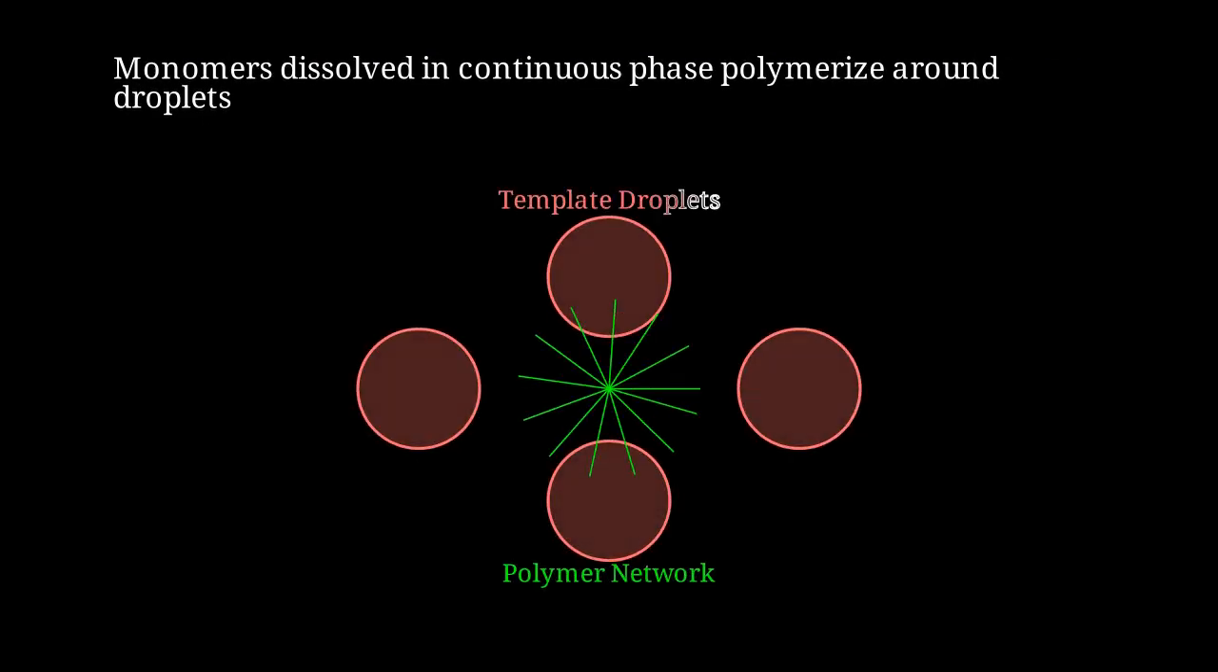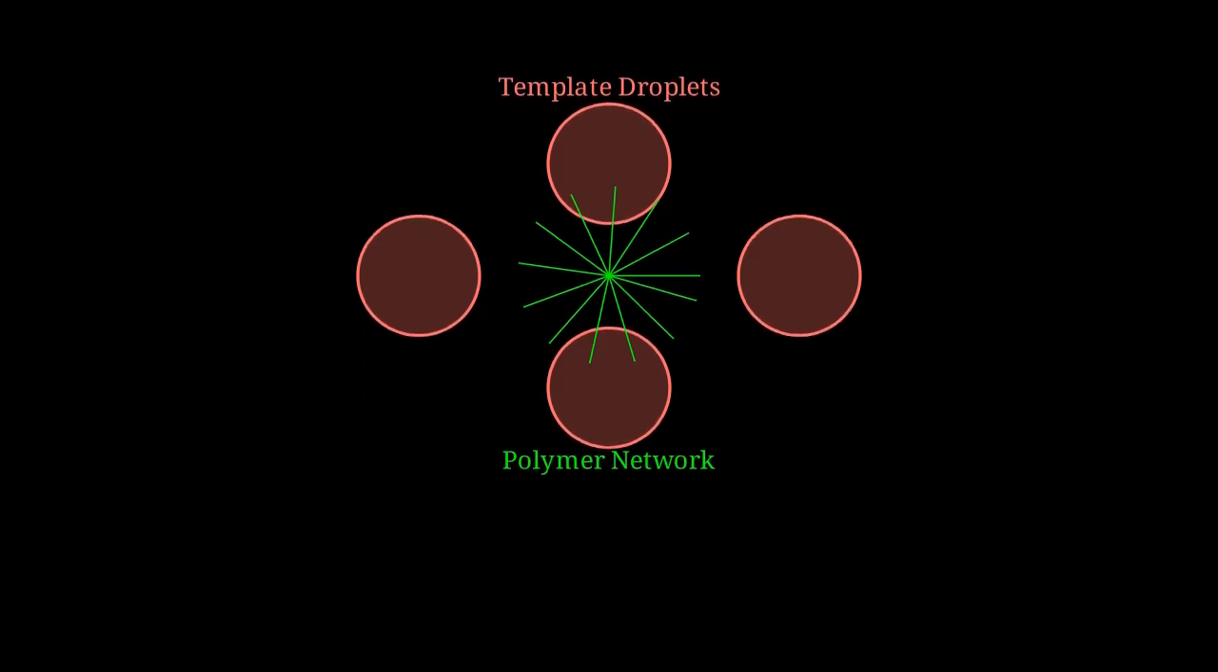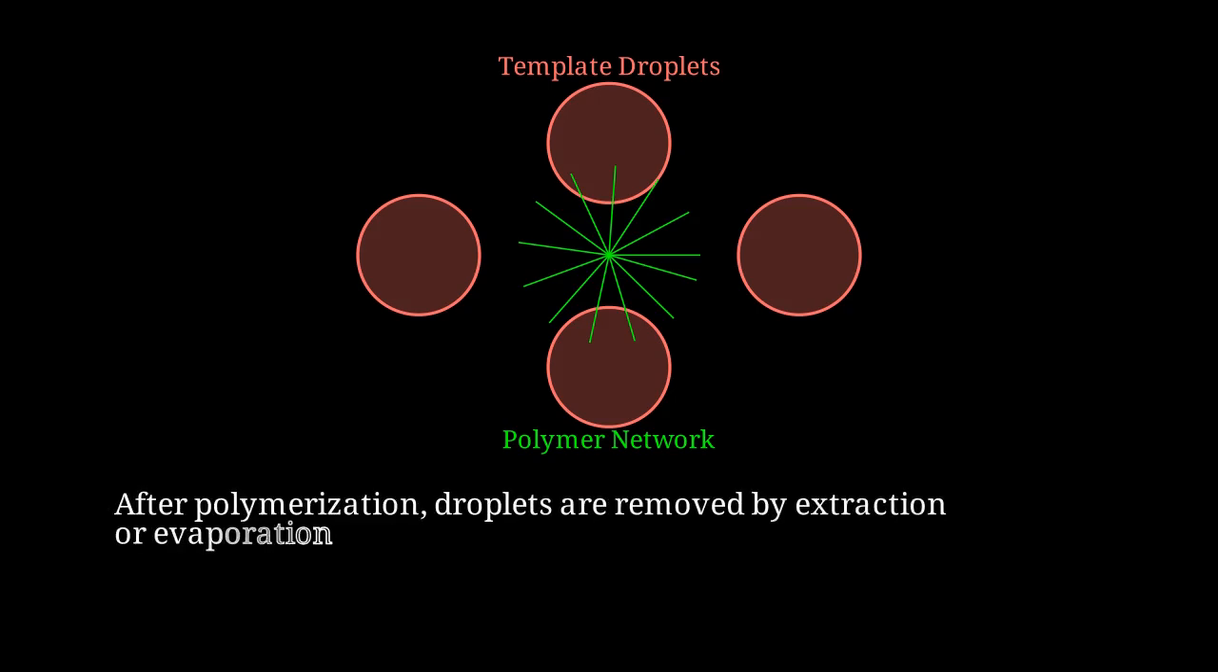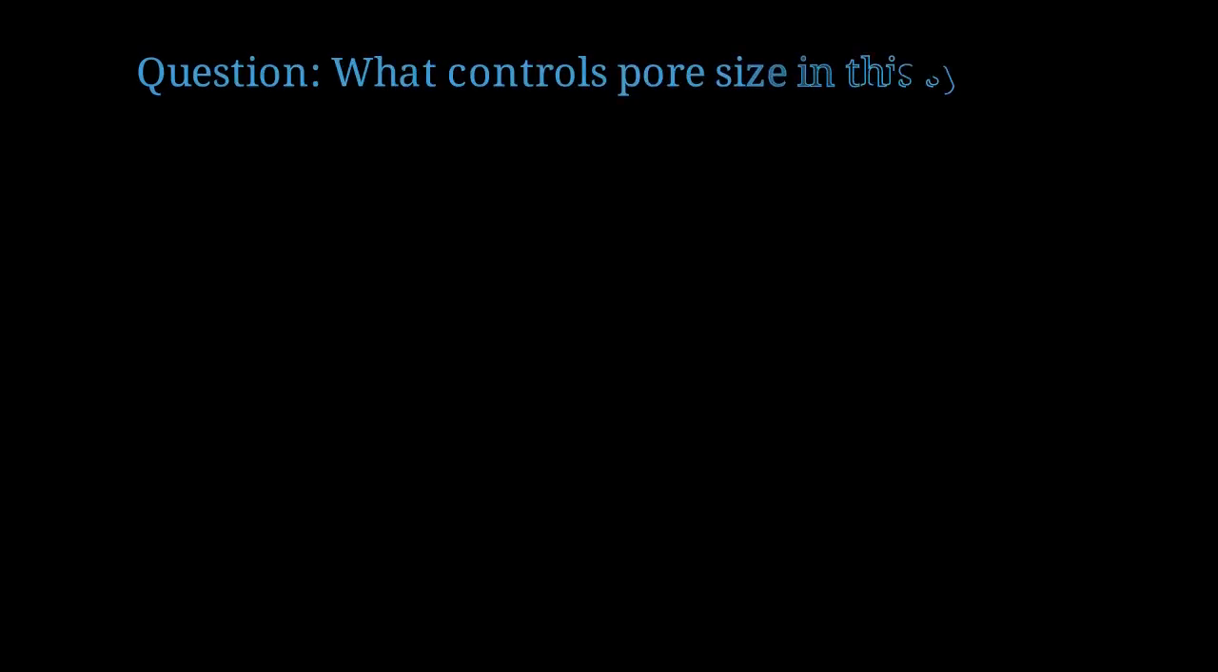Visualize the polymer network forming between template droplets. The green lines represent cross-linked polymer chains that grow around the red droplet templates, creating interconnected pores. Once polymerization is complete, the template droplets are removed through solvent extraction or evaporation, leaving behind a porous polymer monolith with controlled void architecture.